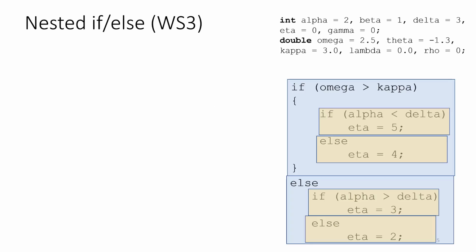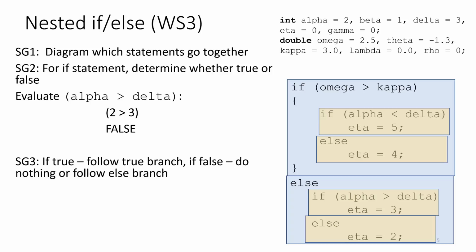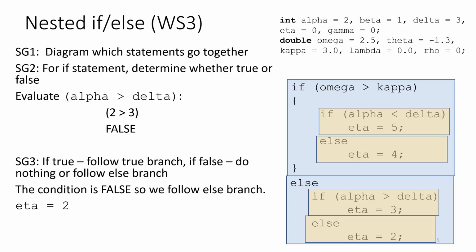Now we look at, is alpha greater than delta? Alpha has a value of 2, delta has a value of 3. 2 is not greater than 3, that evaluates to false. Again, we go to the else branch, so eta is assigned the value of 2.